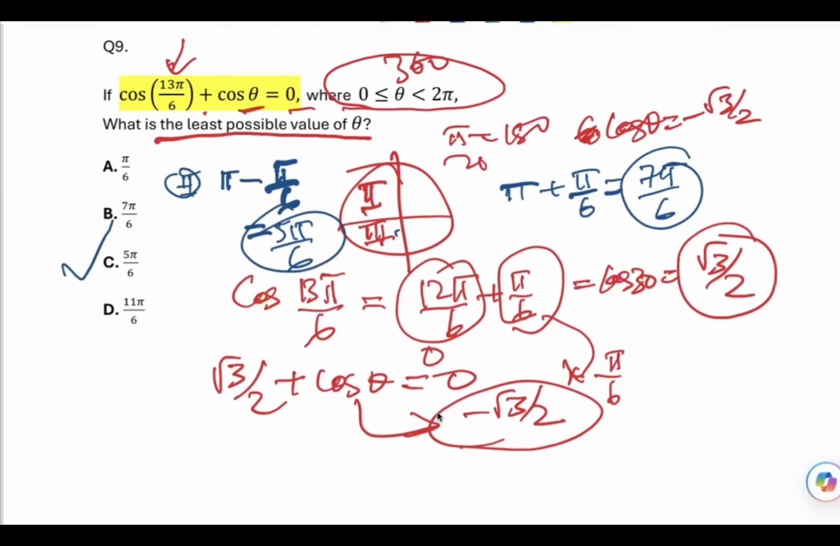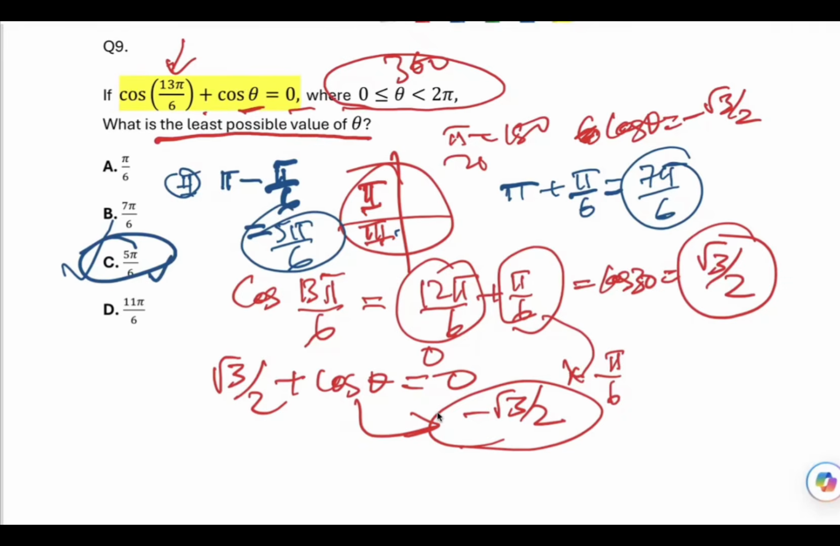That's all. All I did is just express the function and make the equation normal, because they said cosine of 13 pi over 6 plus cosine of theta is equal to 0. Well, then cosine of theta is the opposite of the other one. And then find where cosine is negative. Those two quadrants are where you can find them. Therefore, the smallest possible value is 5 pi over 6.